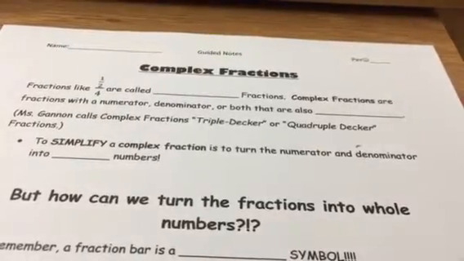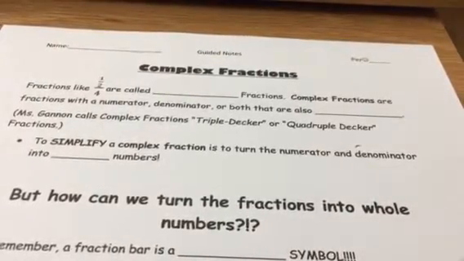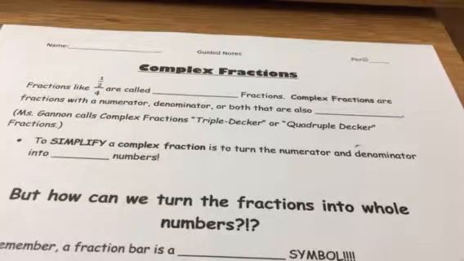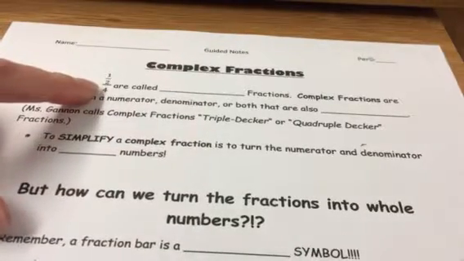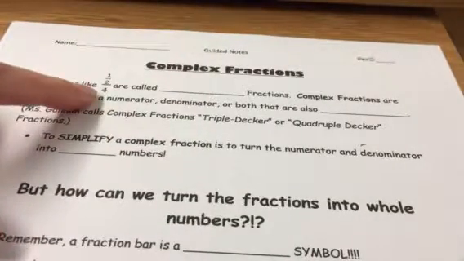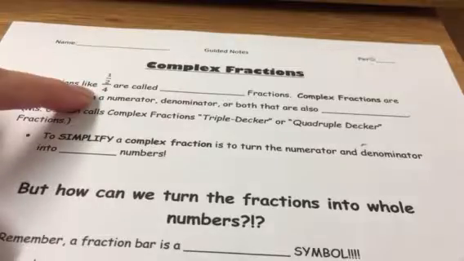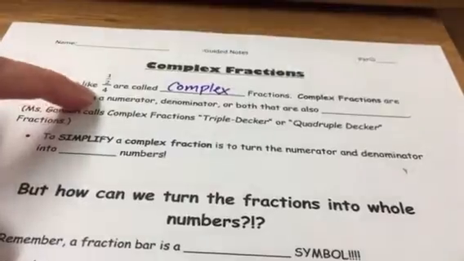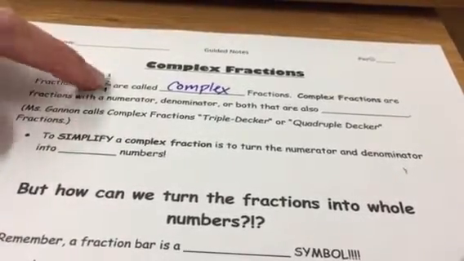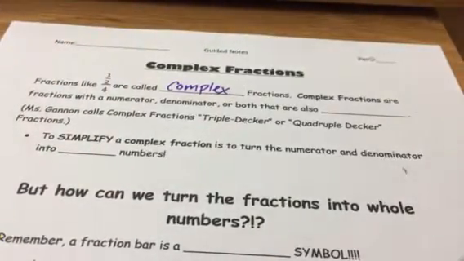Hello, sixth graders. Today we're going to take a look at what's called complex fractions. Complex fractions are just really nasty fractions, such as 1/2 over 4. So it's when you have a fraction within a fraction. Fractions like that are called complex fractions because they're just really complex. They're not simple like we like them. We normally like them to be whole numbers in the top and bottom.